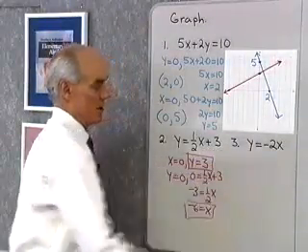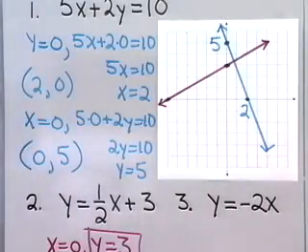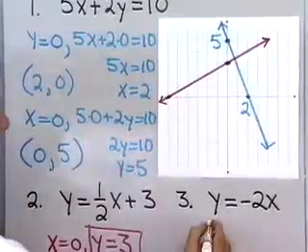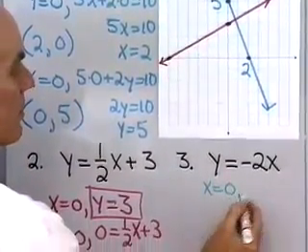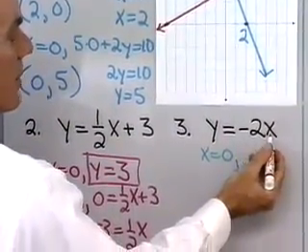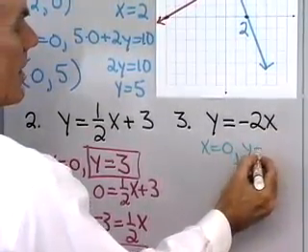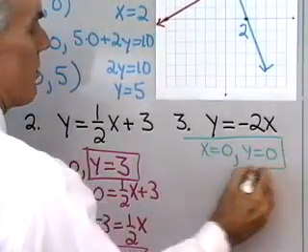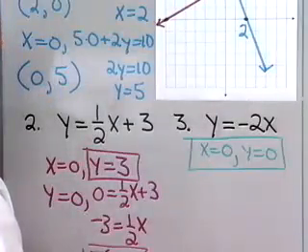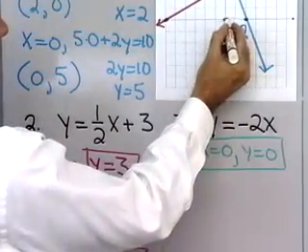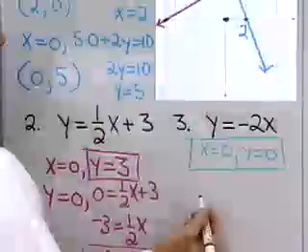The last equation I want to graph is y is equal to negative 2x. So I'm going to let x be equal to 0 to find the y-intercept. I let x be equal to 0, and I find that negative 2 times 0 is 0. I get y is equal to 0. So it crosses both axes at the same place, that is the origin. That's this point right here. So what I need to do is find one other point on the graph.